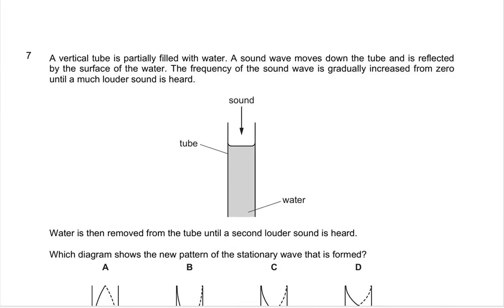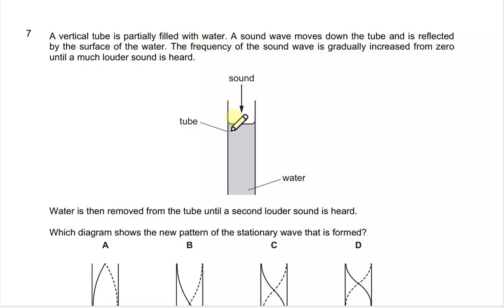Number 7. A vertical tube is partially filled with water. A sound wave moves down the tube and it's reflected by the surface of water. The frequency of the sound wave is gradually increased from 0 until much louder sound is heard. Okay, water is then removed from the tube until the second loud.